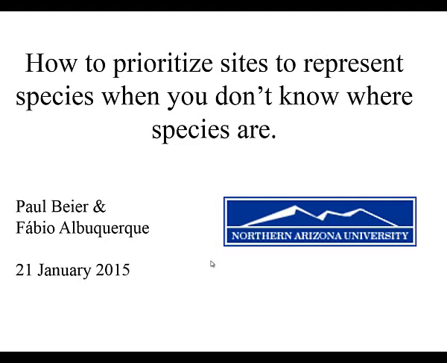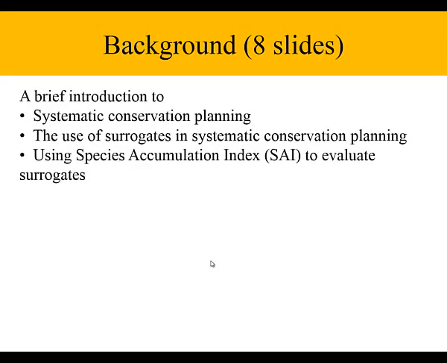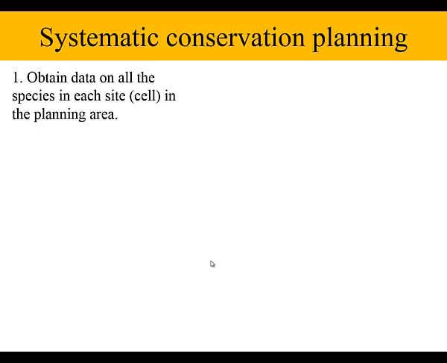I'm going to start with a little bit of background, just so you'll have some terminology and tools you'll need through the rest of the talk. Just a brief introduction to conservation planning, use of surrogates in conservation planning, and this quantity SAI, Species Accumulation Index, which is a metric we can use to evaluate surrogates that we might use in conservation planning.